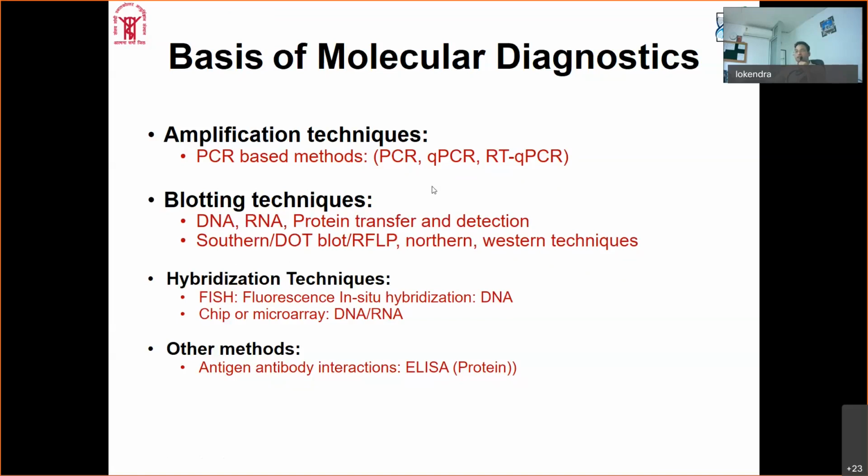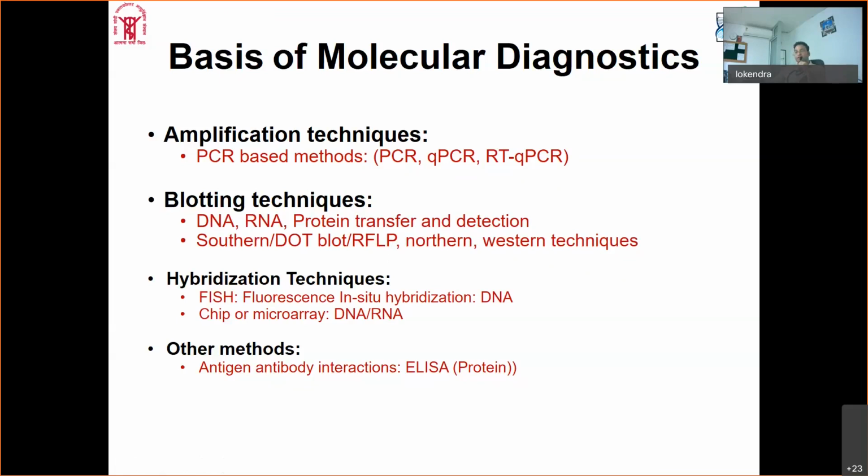These are the classical techniques. Nowadays, in terms of methods, only Western is more popular. Southern and dot blots are rarely used. Sometimes RFLP is still one of the methods. Northern blotting has been replaced by real-time PCR or qPCR, in which we can easily measure gene expression profiling.